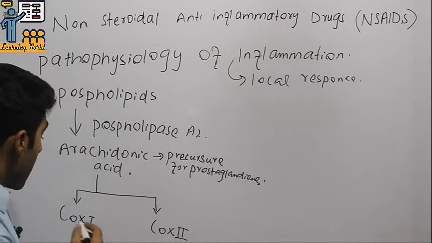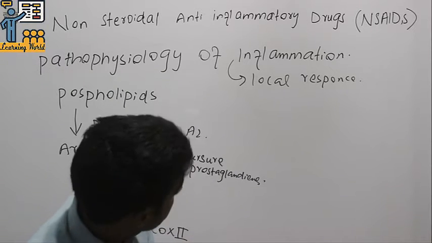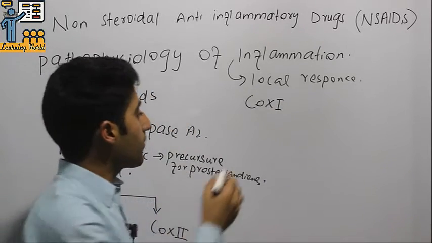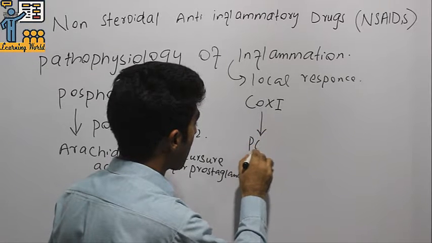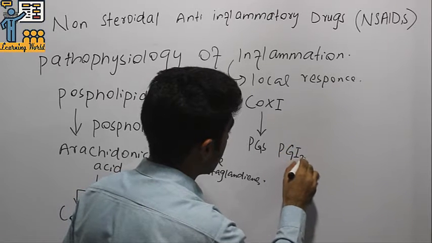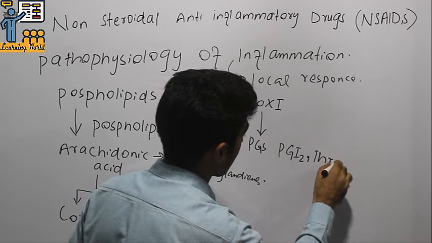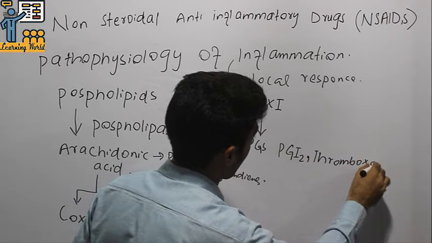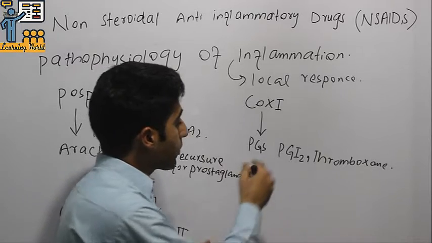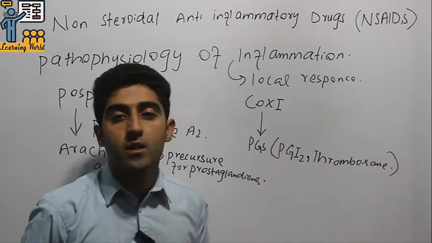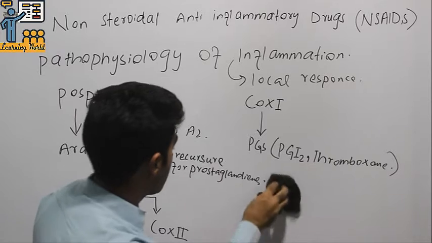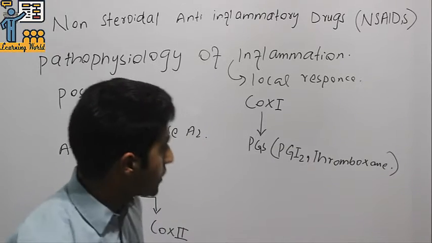The COX-1 enzyme, cyclooxygenase 1, will produce from the arachidonic acid some types of prostaglandins such as PGI2 and thromboxane. These prostaglandins will provide the physiological function of the body.